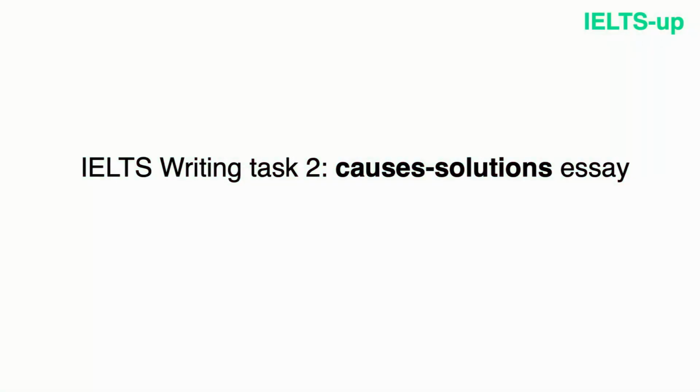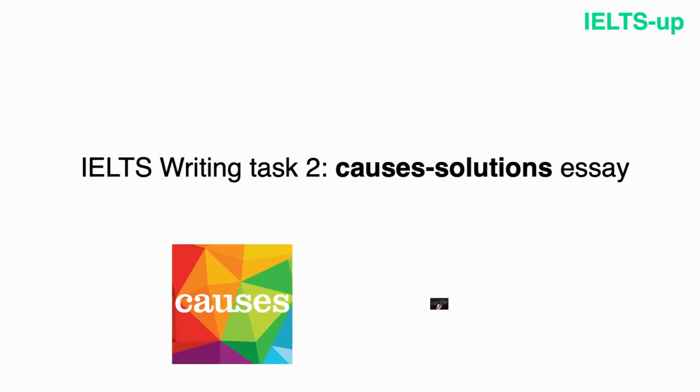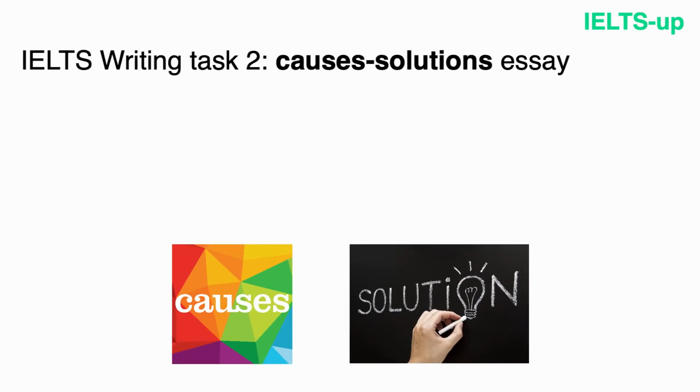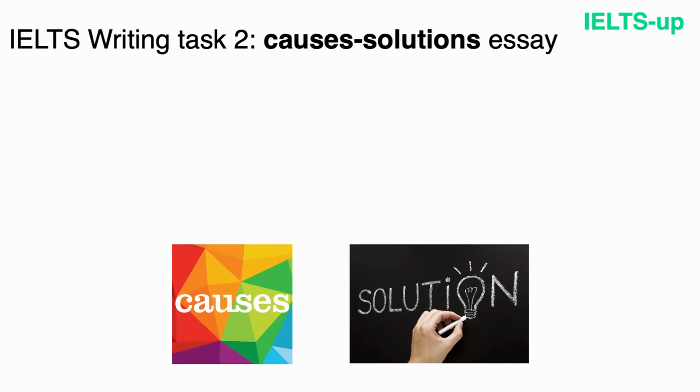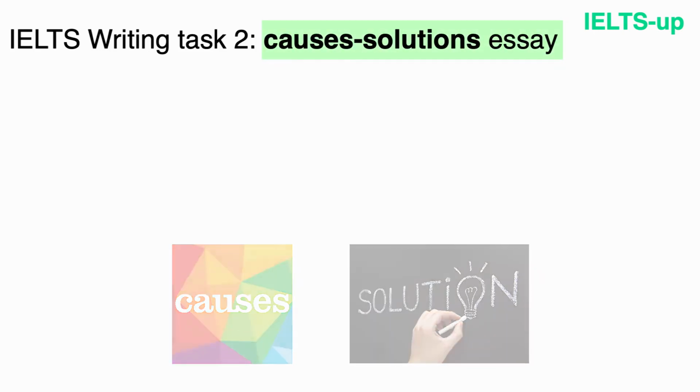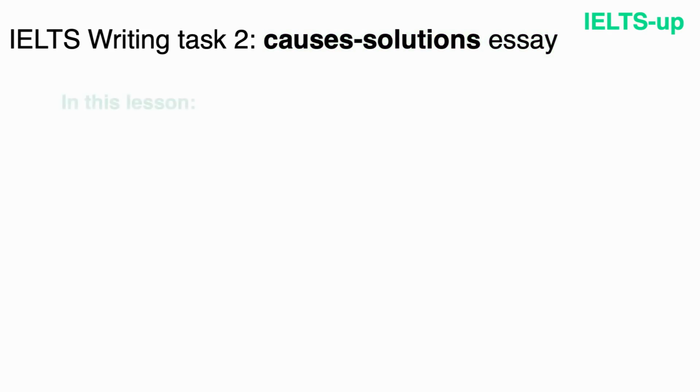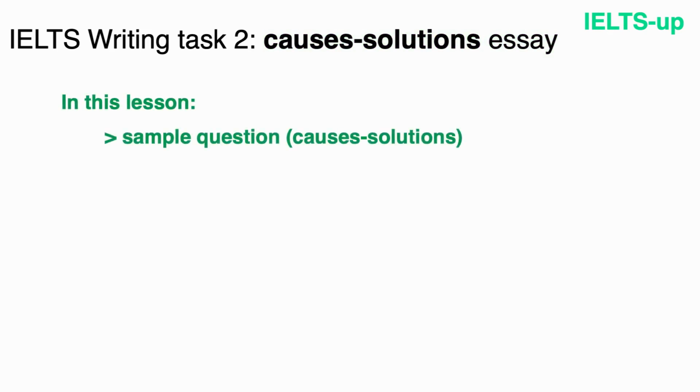Writing tutorial, and today I will explain to you how to write a Band 9 essay about causes and solutions in IELTS Writing Task 2. There are many question types that you can get in IELTS Writing Task 2, but causes and solutions essays are very common. So, in this lesson, I will give you an example of a question that describes some problem and asks you to write about its causes and solutions.